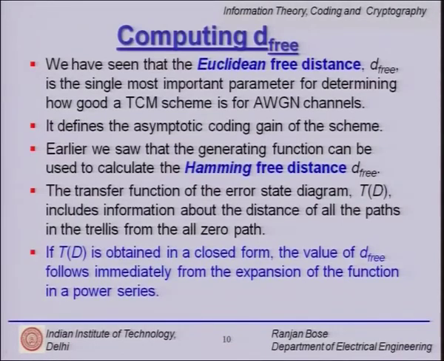But d free may or may not be available in a closed form expression all the time. In the event that T(D) is obtained in a closed form, the value of d free follows immediately from the expansion of the function in a power series. We have seen that earlier.